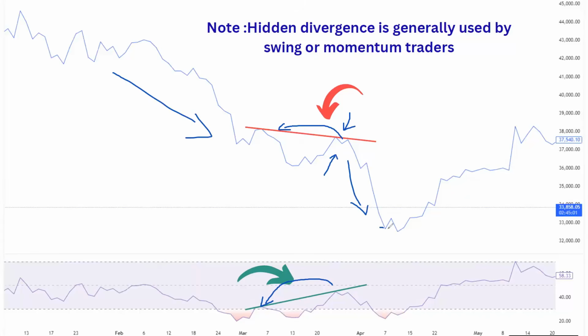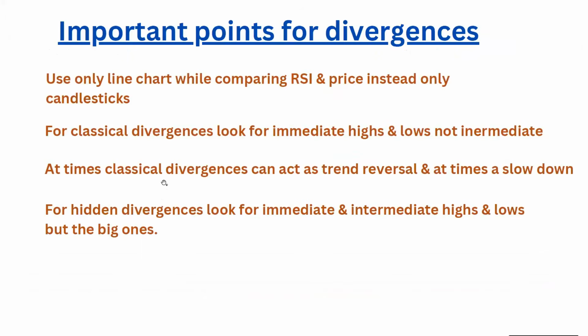Again over here at the bottom, we have a lower low in Bank Nifty, higher low in RSI. Again, price shoots up. So trust me, these RSI divergences are very, very strong and potent in nature. I hope you have understood the power of RSI divergences.